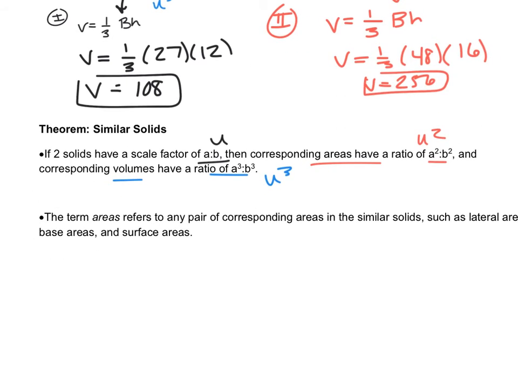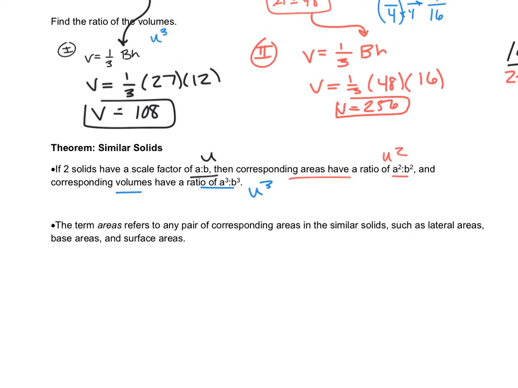Just a quick note, the term areas refers to any pair of corresponding areas in the similar solids, such as lateral area, base area, and surface area. In our course, we typically don't study lateral area or surface area. We typically just study basic base areas. But we know that every single area is measured in units squared. So therefore, we are going to be able to work with those in problems. Let's go on to some practice.